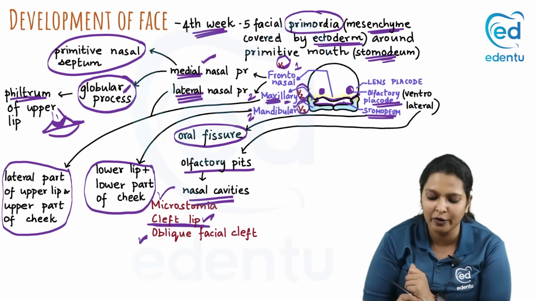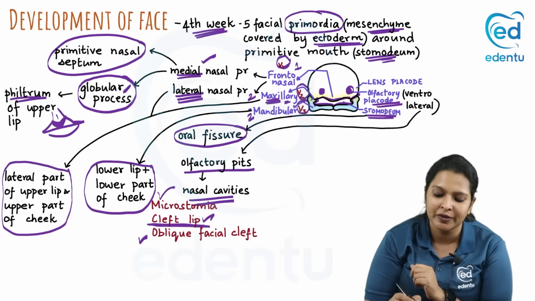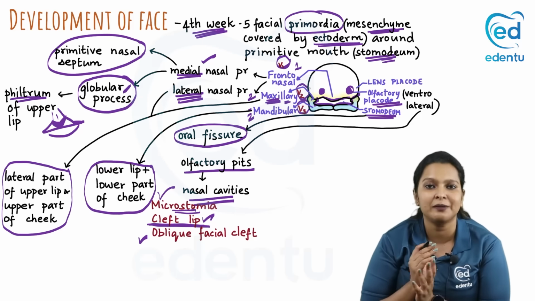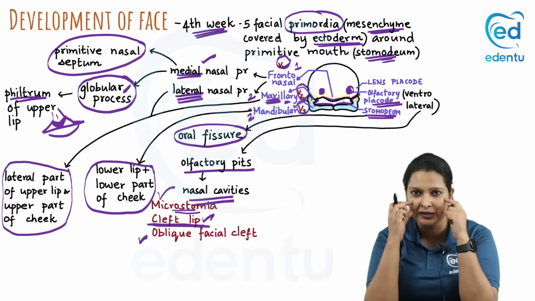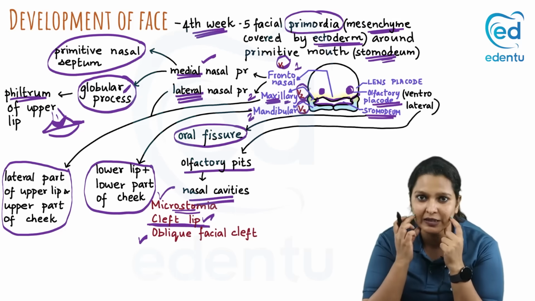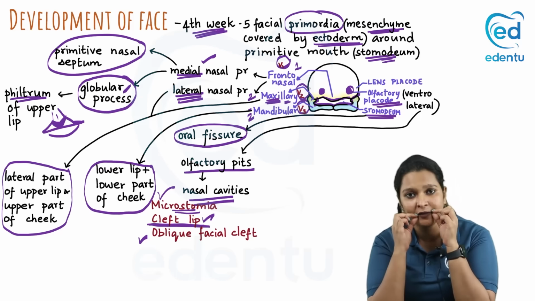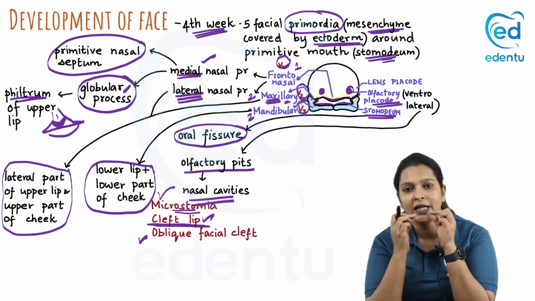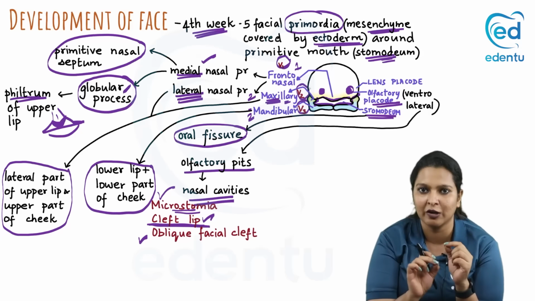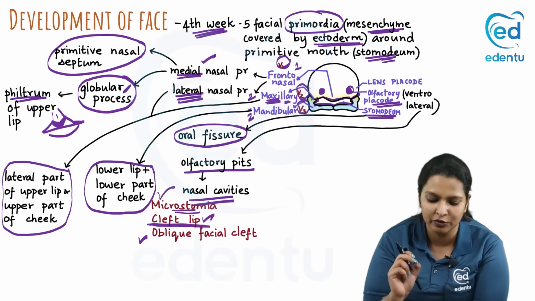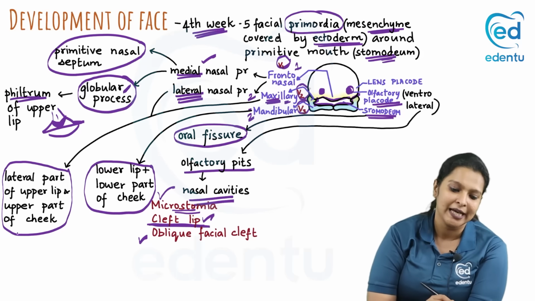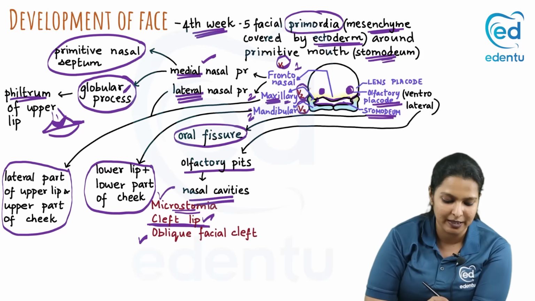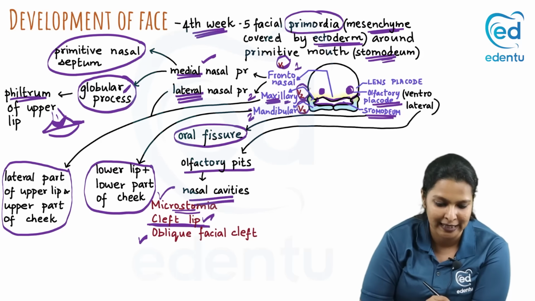We already saw about oblique facial cleft. The other terminology, clinical anatomy, is called microstomia. This region is formed by the maxillary process, and this is from the mandibular process. If there is too much fusion, then the oral fissure is small. That is called microstomia. So this is about the development of the face. In the next half of the video, we will see about the development of the palate.